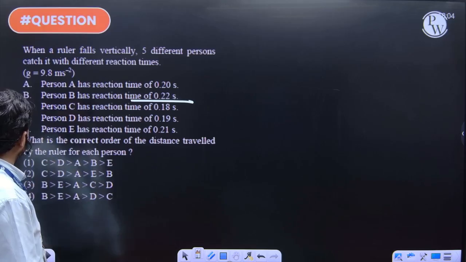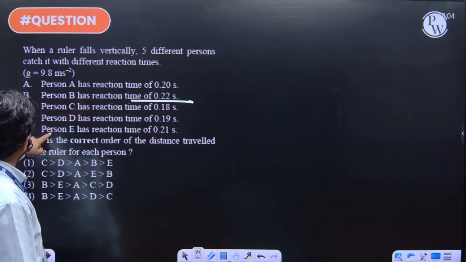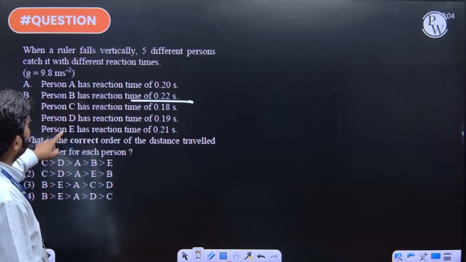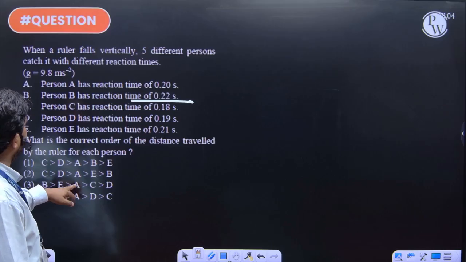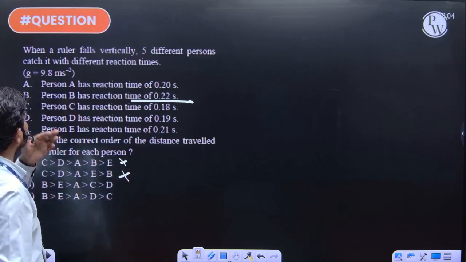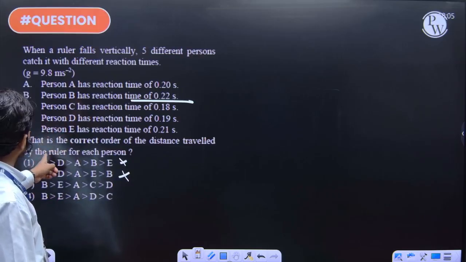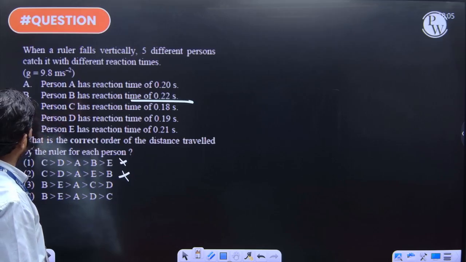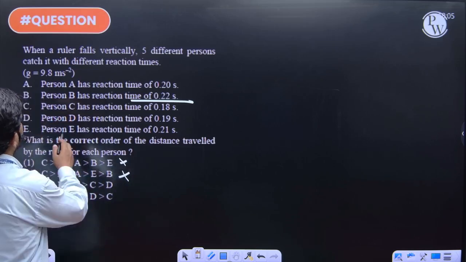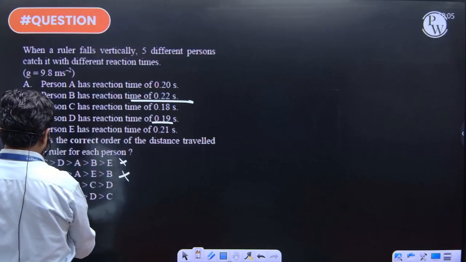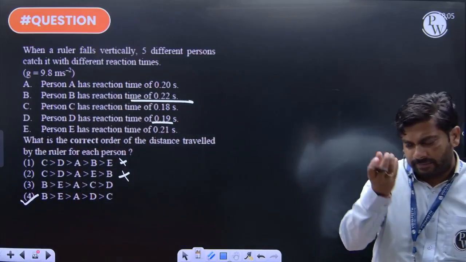So which one? B will be the maximum. After that, which one is having less than that? B, then E, and then A. B, E, A. So these options are gone. Then B, E, A, then D, and then C. B, E, A, D, C. Option number 4. That's it. More reaction time means it will travel more.